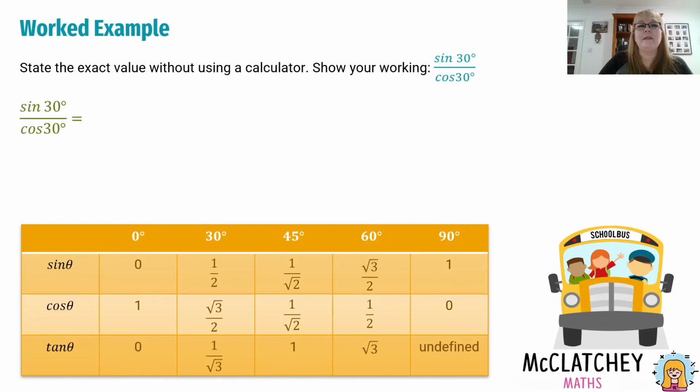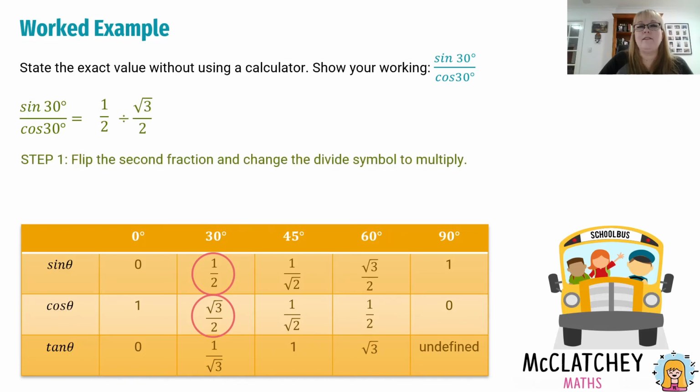So firstly, what we need to recognize here is from our table that the sine of 30 is a half, and that the cosine of 30 is root 3 on 2, and we're dividing one by the other. So our first step is going to be to flip that second fraction and change that divide symbol to multiply. So knowing your fraction division rules is really important. So let's change that over now.